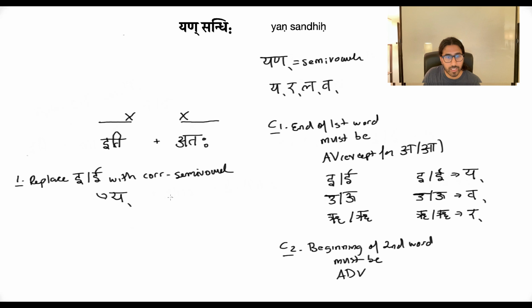So what happens is we get ity. Remember, it's not itya, because we're replacing it with ya with the virama at the end of it. It's cut. So ity. Then, what is the second step? Add on the rest. Just simply add on the rest. So you have ity plus atah.